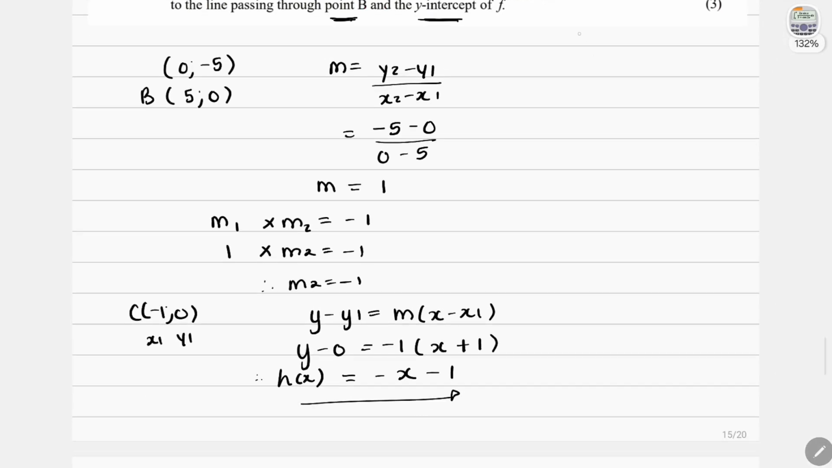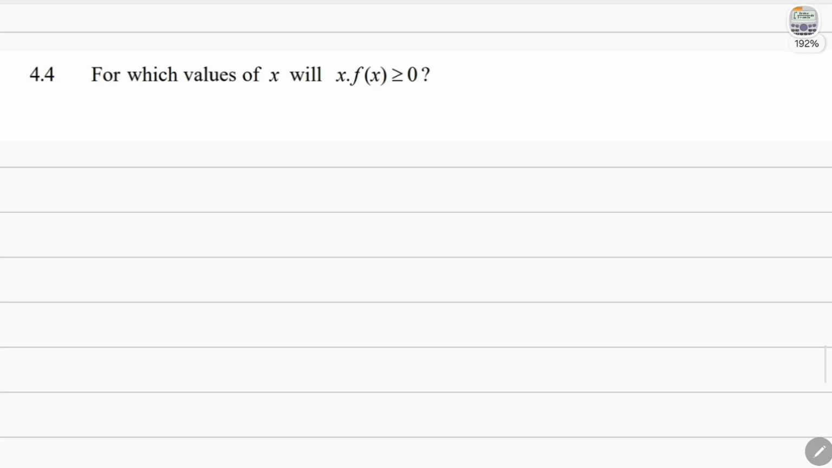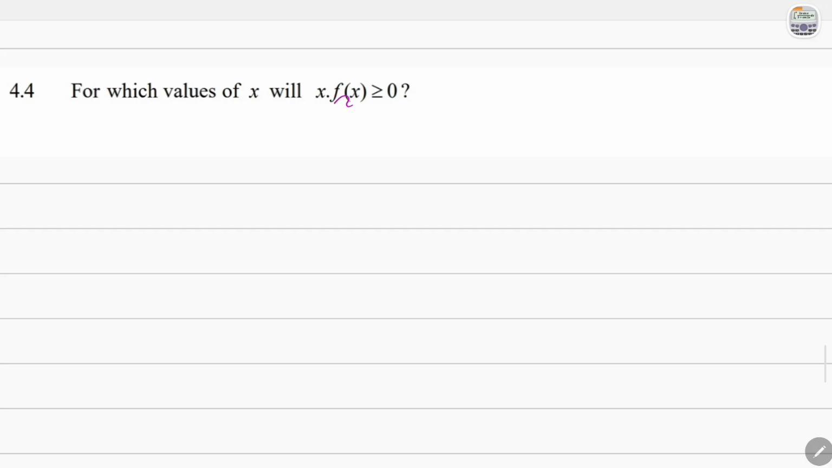Moving on to the next question. Question 4.4 says, for which values of x will x multiplied by f of x be greater than or equal to 0? Okay, so when we find x values and you multiply them by the y values of f, they should give us a value greater than or equal to 0. The ways that we can get values greater than or equal to 0 is if, well, first of all, if either one of them is equal to 0. If x is equal to 0 and it multiplies by an f of x value, a y value, it will still give us 0. Likewise, if f of x was equal to 0 and multiplies by an x value, it will still give us 0. So keep that in mind.